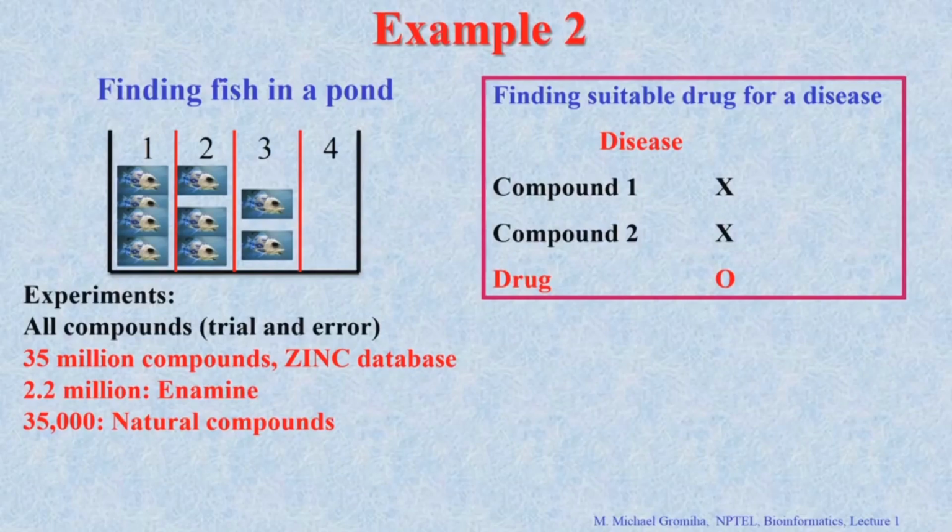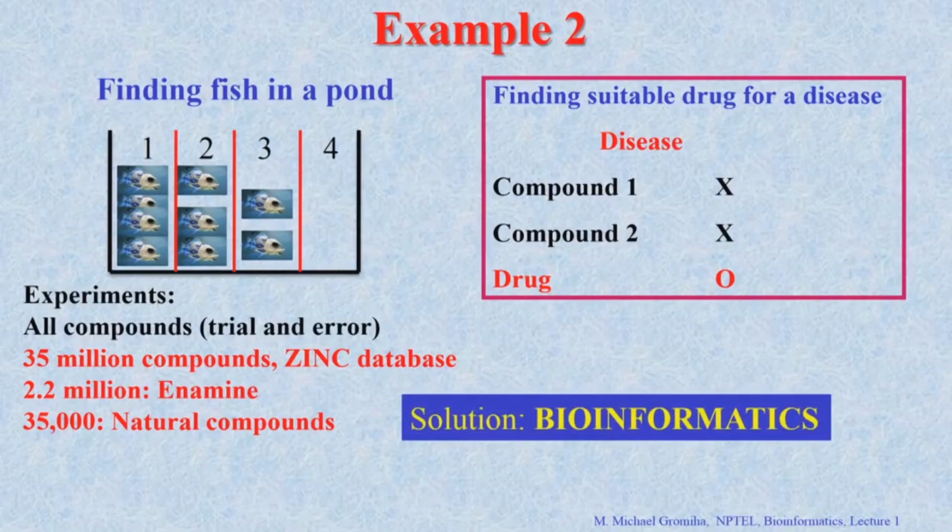So, in this case, how to do it? Among these 35 million compounds, if someone can reduce them to 35,000 compounds, then the number of experiments will be reduced by 1000 times. Instead of these 2.2 million compounds, if we have 100 or 1000 compounds, then you can enormously reduce the search space. How to do it? Here is a solution: bioinformatics can do it, because currently we have very fast computers and we have very good techniques.